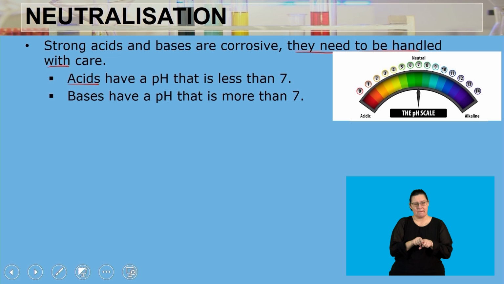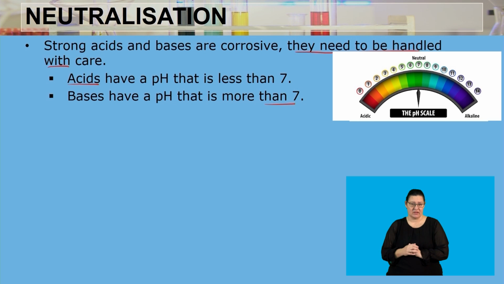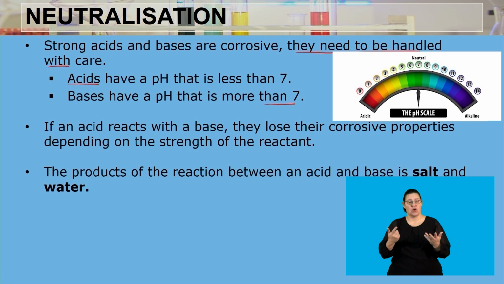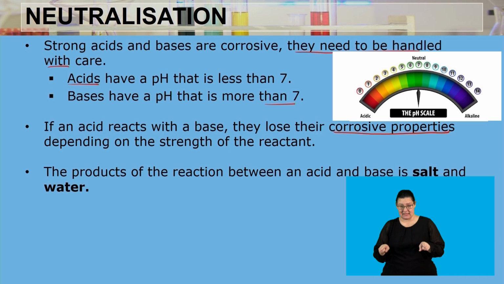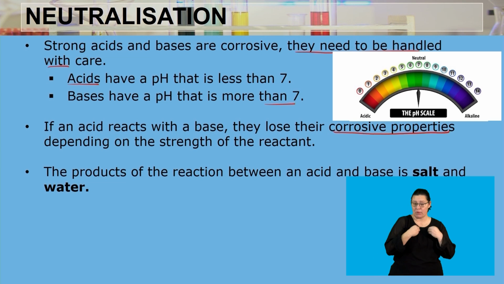The same thing can be said about the base. However, bases have a pH that is more than 7. And the further you move away from 7 and closer to 14, the stronger the base becomes. Now, if an acid reacts with a base, they lose their corrosive properties depending on the strength of the reactant. So if we are reacting the acid and the base, those substances are going to lose their corrosive properties depending on the strength of the reactant. Should we react a strong acid and a weak base, the product that is formed will still be corrosive because our acid was stronger than the base.